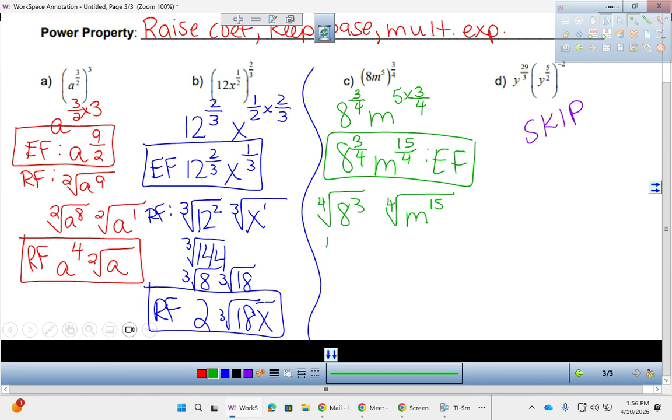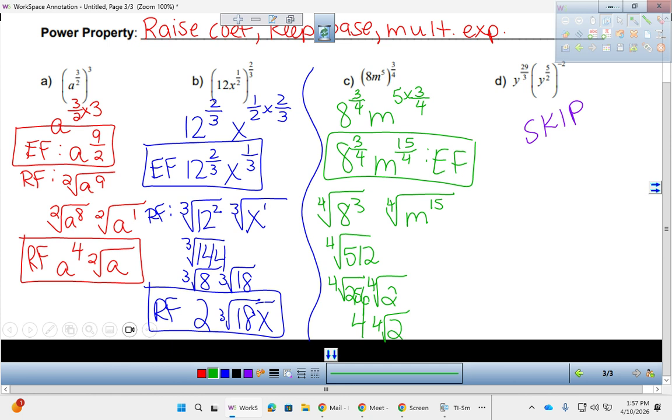What's 8 to the 3rd power? 512. Okay, so at this point, you would have tried to find perfect 4ths that went into 512. Did anybody get a chance to get to that point? What'd you get? I like 256 times 2. And what was the 4th root of 256? 4. All right, so 4 times the 4th root of 2.